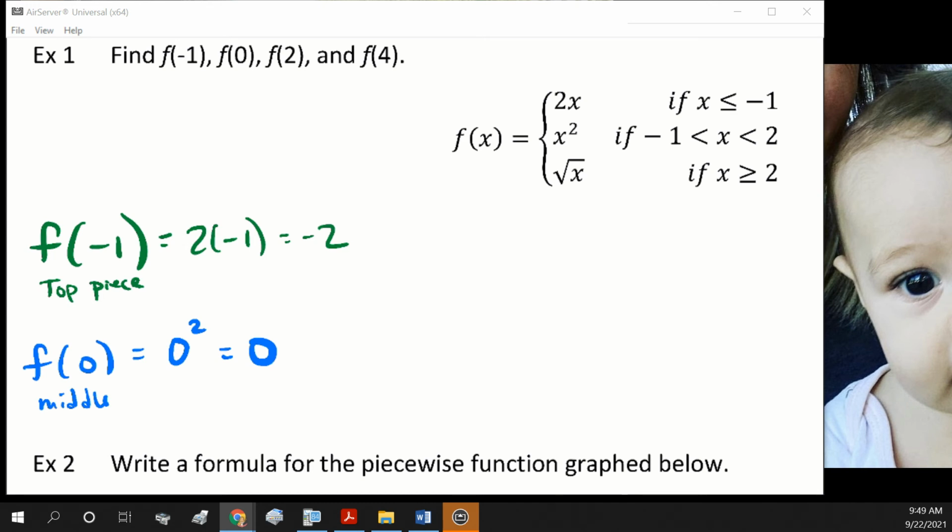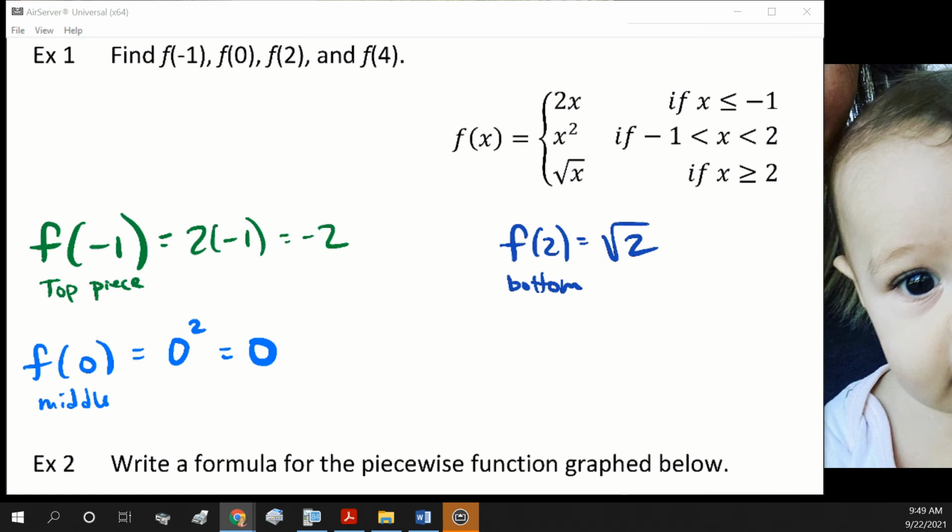All right, let's go to 2. So we're back to that same situation we had with -1. There are 2 pieces that have a 2, so we have to make sure we choose the one that has the or equal to. So we plug into the bottom piece, which means we're going to do the square root of 2, which we can't really do anything with. That's just what it is.